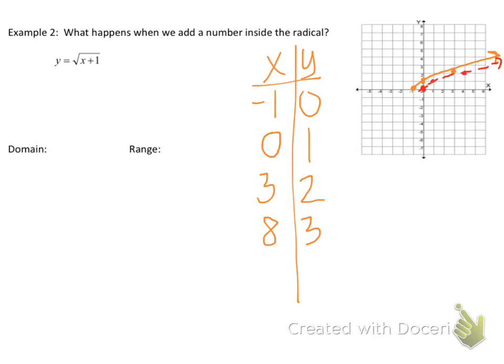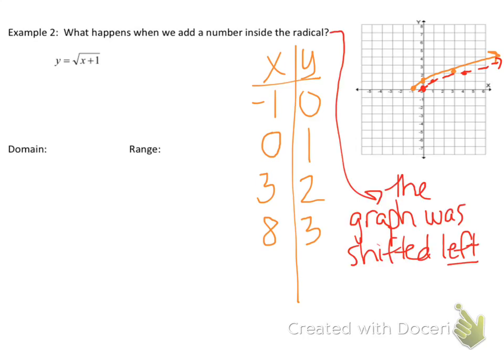Again, comparing this to our parent function, what happens when we add a number inside the radical? What happened to that graph? Well, it was shifted to the left. We added 1, and it was shifted to the left 1 unit. So adding a number or subtracting a number inside the radical is going to shift the graph left or right.